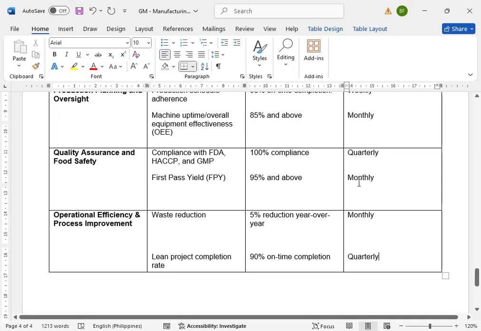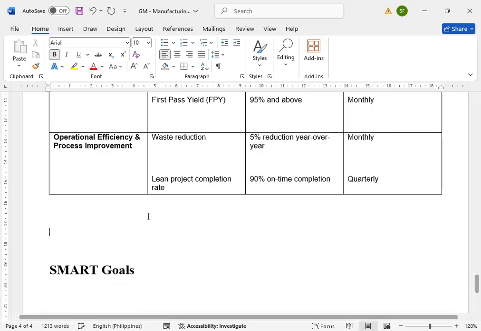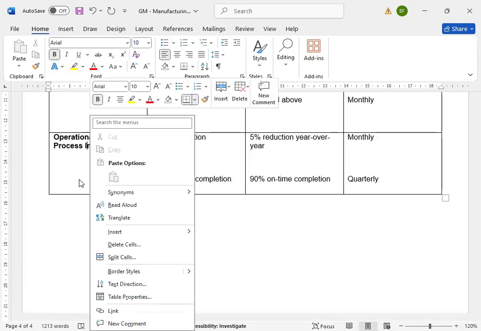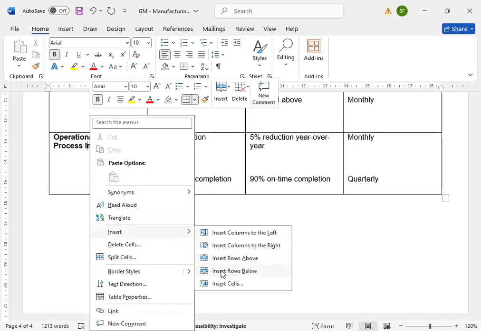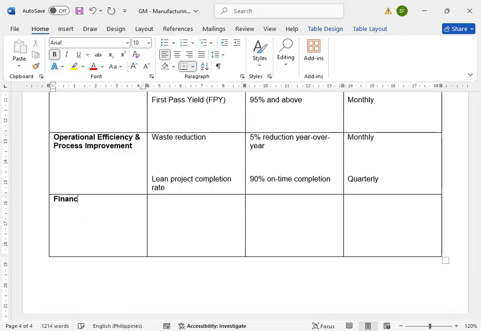Okay, that would be for the operational efficiency and process improvement. Then I'm going to add another row below. And the key responsibility for this is the financial management and cost control.